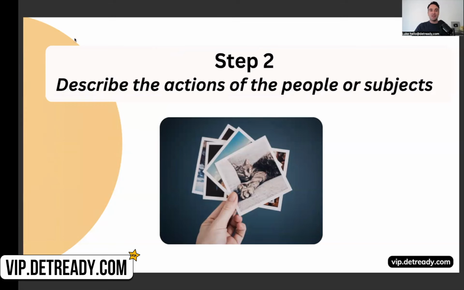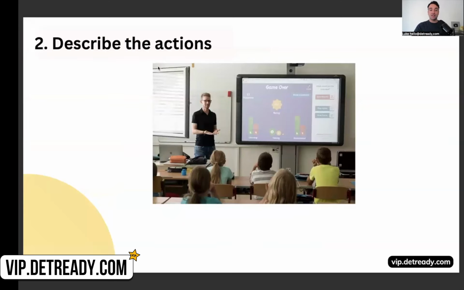Okay, that was step 1. Step 2 now is going into details, and there are a couple of ways to do this. The easiest way is to describe the actions of the people or the subjects in the photograph. Unfortunately, not every photograph has lots of actions, like that pink car one. But if you can, this is a very easy way to add details to your answer. So let's go back to this photo. This is quite an easy one to describe because describing people is much easier than describing objects.